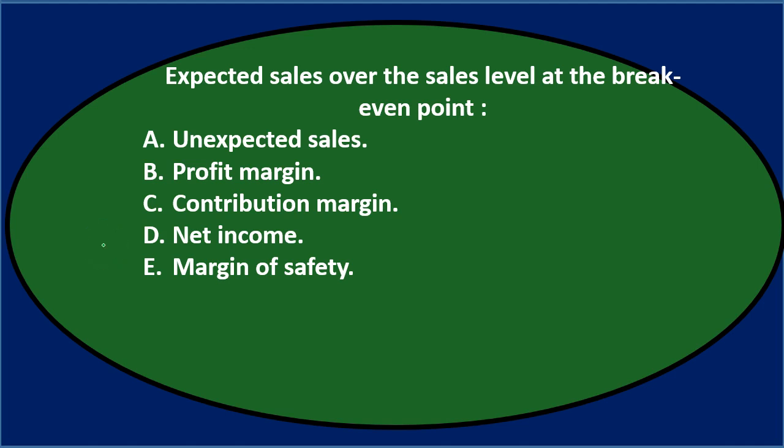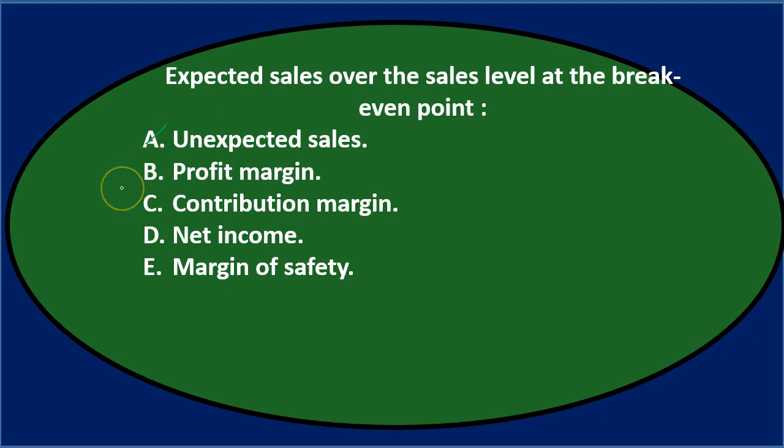A, unexpected sales. We would think that they wouldn't all be unexpected. If there are any sales over the break-even point, we would expect that to happen. Hopefully, they are expected, but they're over the break-even point. That's the point at which we at least are making a profit. The break-even point means we don't have profit or loss. Anything over that is a profit. So I would think they would hopefully be expected.